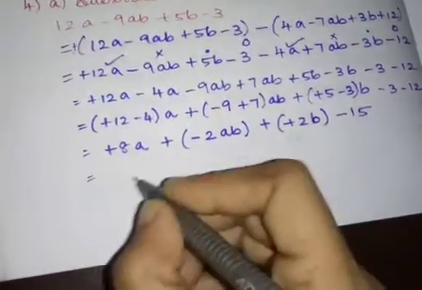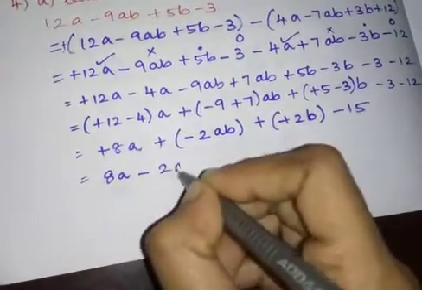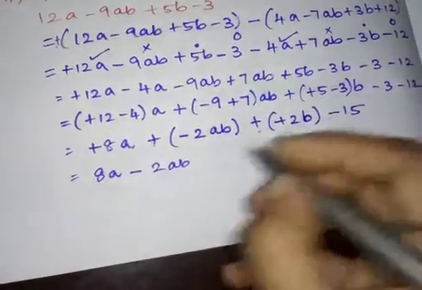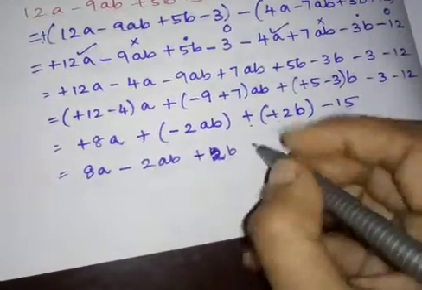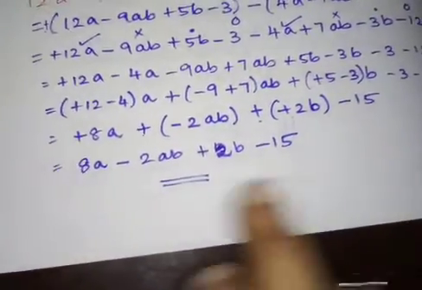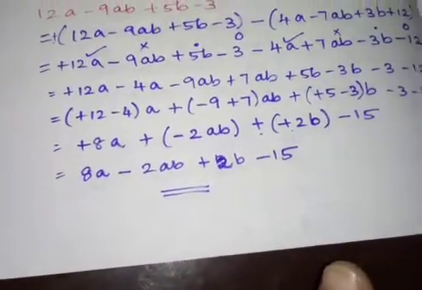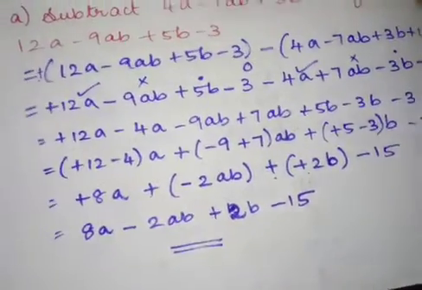Now this is 8a minus 2ab plus 2b minus 15. So we have to stop till this. Why? Because all the terms are unlike terms. So this is what your final answer.